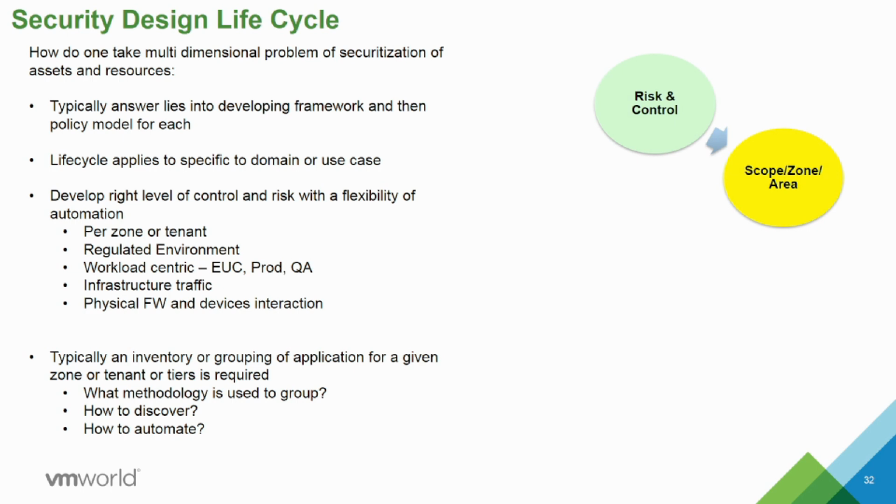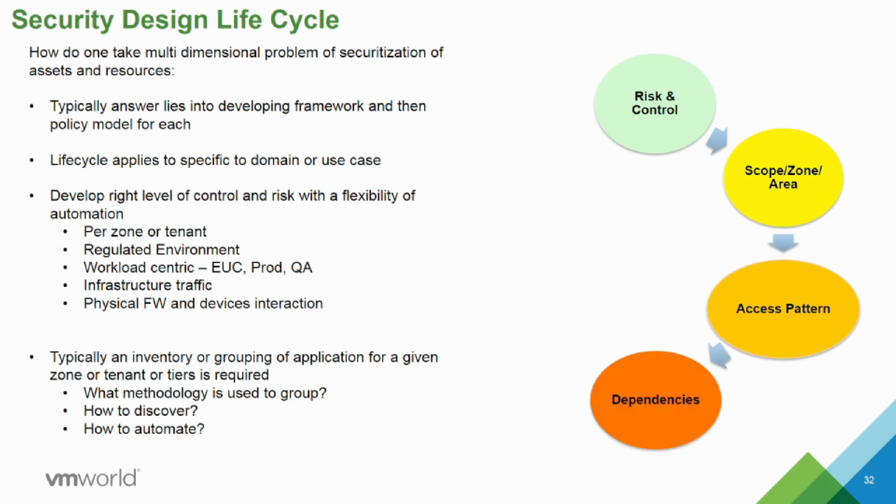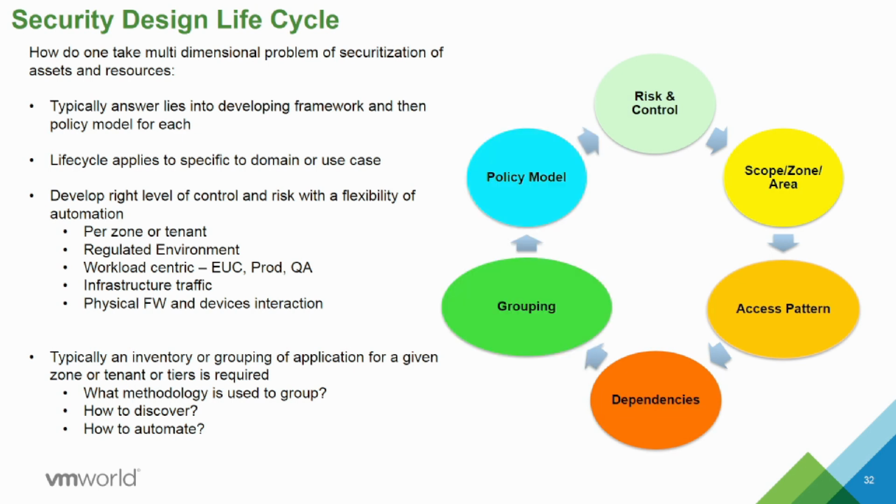Compliance zone, VDI zone, or an area called infrastructure zone, right? Then you define an access pattern. What are the access patterns? East-west, north-south, or a mix of that, right? And then from that access pattern, you find the dependencies, and then you group and create a policy model. So how do you do this, right? An important question is what methodology to use for grouping, what policies, how many policies I should have, how do you automate all these things. We will cover these; these are the questions you need to ask.